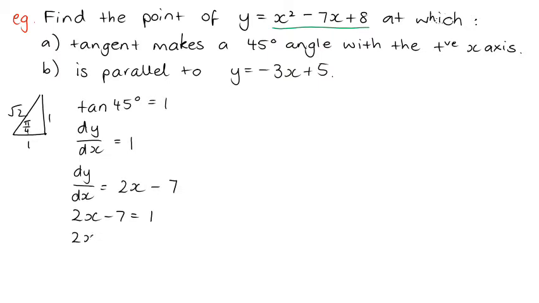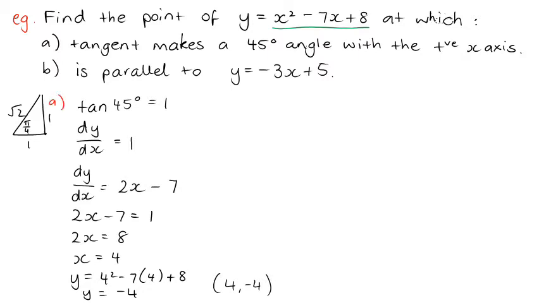All right. 2x equals 8. x equals 4. Then what do we do to get our y value? Yeah. 4 squared minus 7 times 4 plus 8. Squish it in. y equals negative 4. So we got the point 4, negative 4. So that's A.